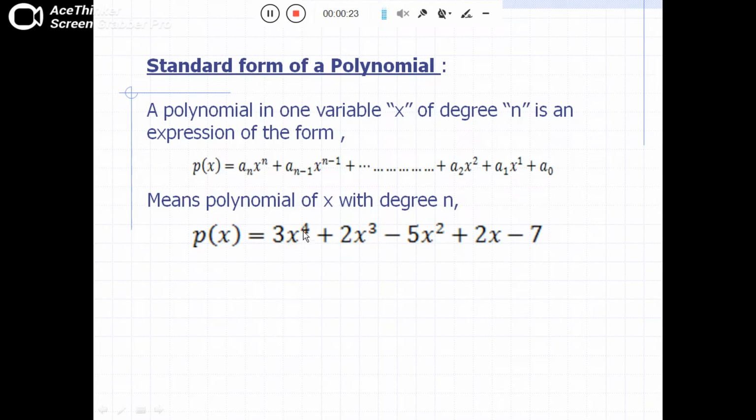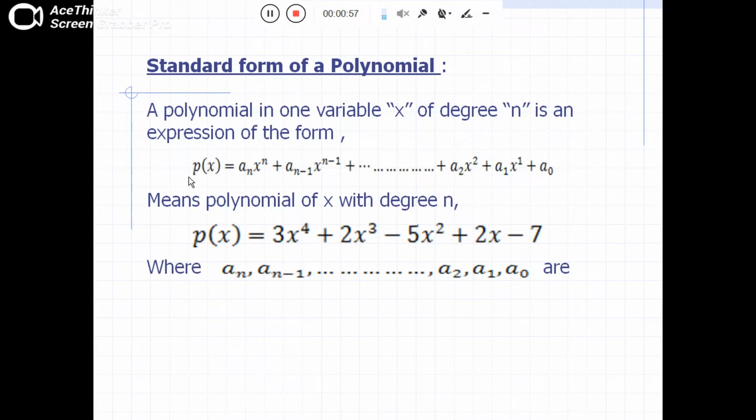The first term is 3x raised 4. So its highest exponent is 4. That's why its degree is 4. But the coefficient of x raised 4 is 3, because this 3 is the constant multiplied with the variable. So 3 is called the coefficient of x raised 4. Plus 2 is the coefficient of x cube. Minus 5 is the coefficient of x square. Plus 2 is the coefficient of x. And minus 7 is the constant term.